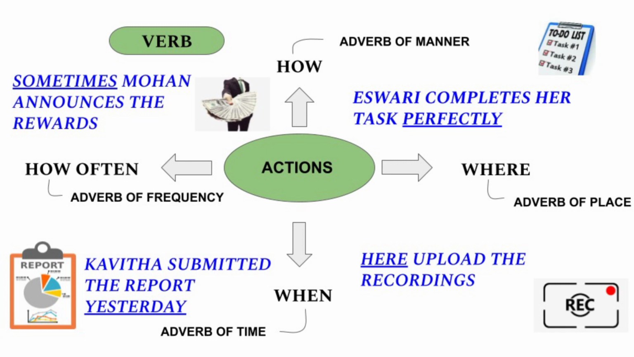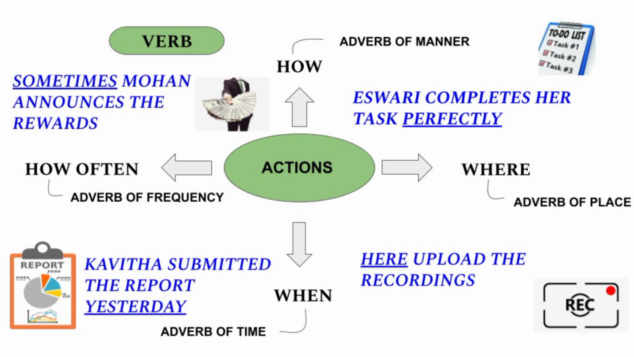Now let's look into the next way in which we can describe an action: where an action is performed or occurred. Here is an example: upload the recordings here. Here is the adverb. As I am telling the location, where do I upload the recordings? As this adverb describes where the action happened, these are called adverbs of place.